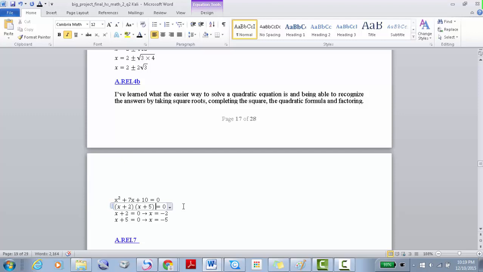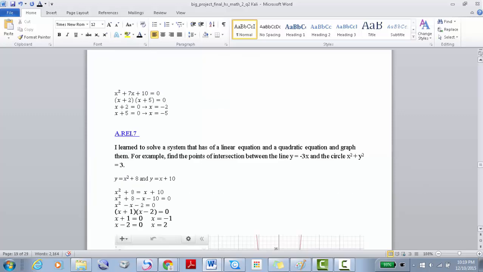And then we have to make sure that each one is actually the value of 0. So x plus 2 equals 0, because when we move positive 2 to the other side, it becomes negative 2, and the answer will be x equals negative 2. And then this one we do the same thing, except with 5. We move a positive 5 to the other side, it becomes negative 5, so x will be negative 5. The next standard is AREI 7.